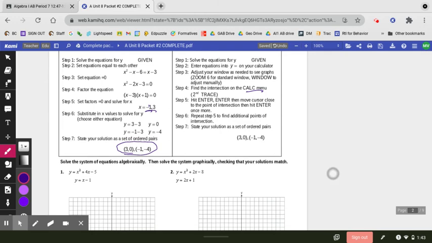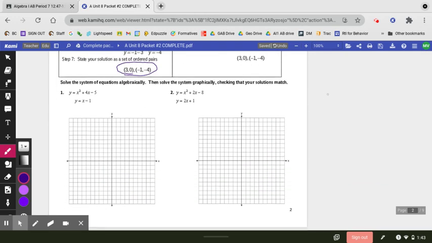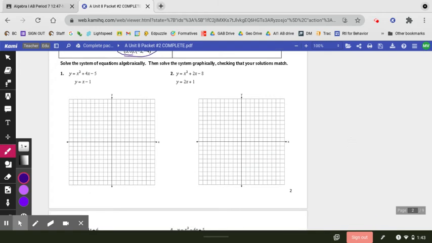So let's see exactly how this works. So number one, I want us to solve these algebraically and then graphically to check. So number one, when I solve that algebraically, I'm going to take x minus 1 and put it in for y up here. So that gives me x minus 1 equals x squared plus 4x minus 5. I'm going to subtract x and add 1 to both sides. So that gives me 0 equals x squared plus 3x minus 4.